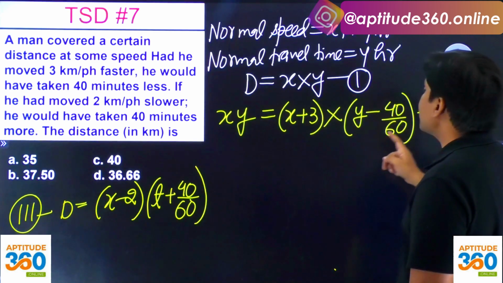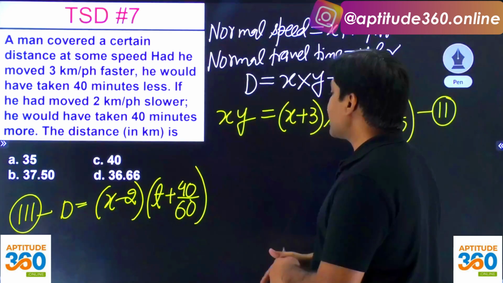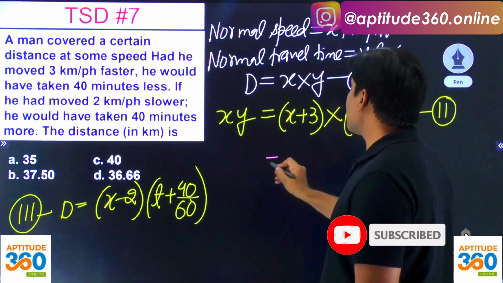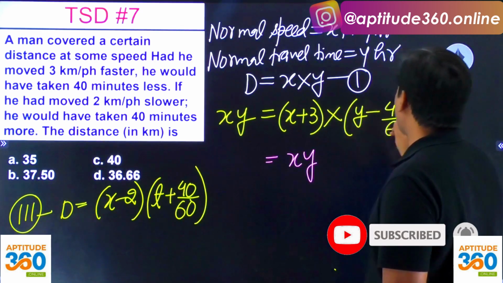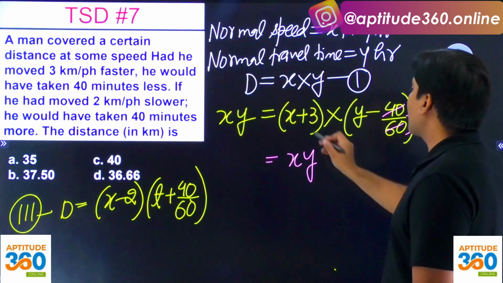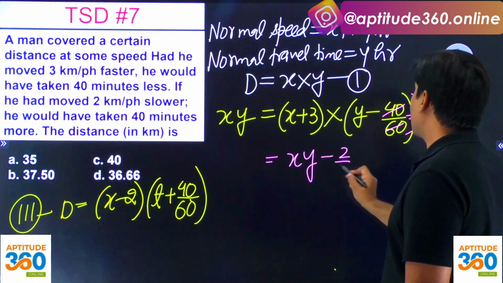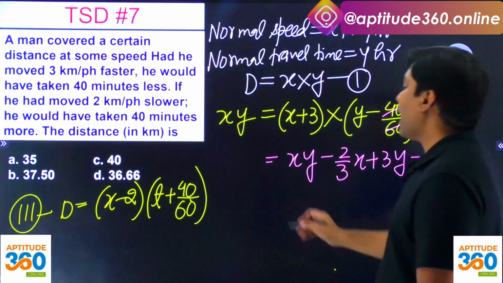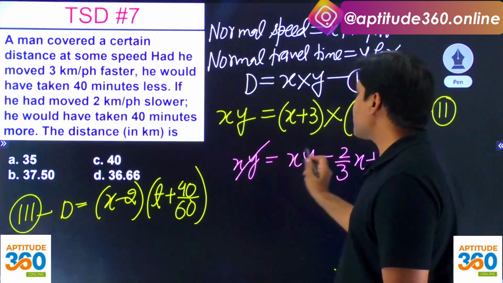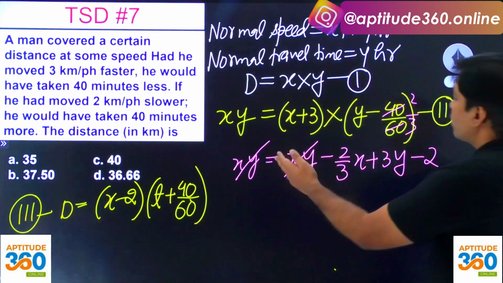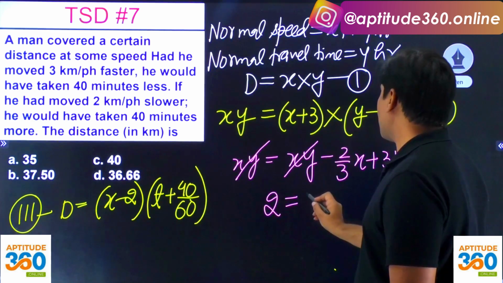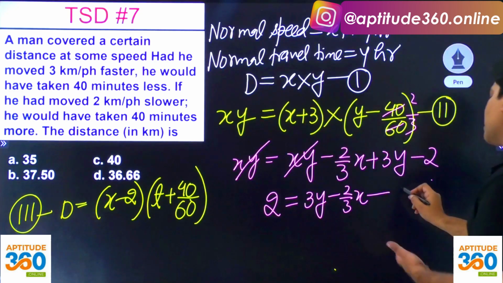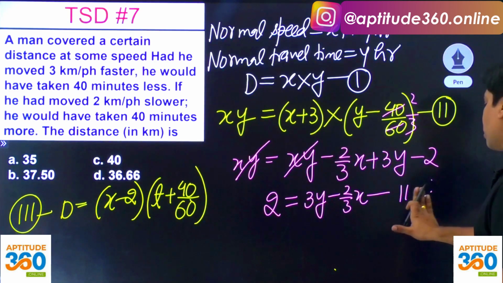So let us simplify this. X into y comes out as this value. Now this is x y minus 2 by 3, and this is 2 by 3. So x y minus 2 by 3 x equals x y plus 3y minus 2. And you know what? x y from both of the sides will get cancelled. If 2 goes to that side of equality, this becomes 2 is equal to 3y minus 2 by 3 x. That is the equation number 4, not 3.